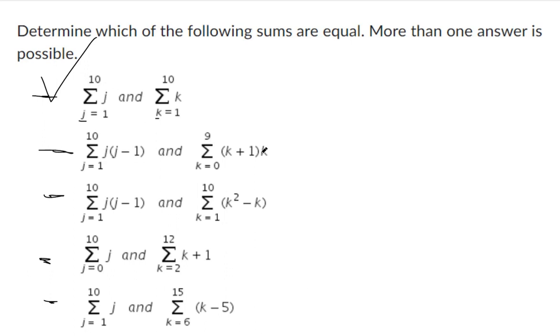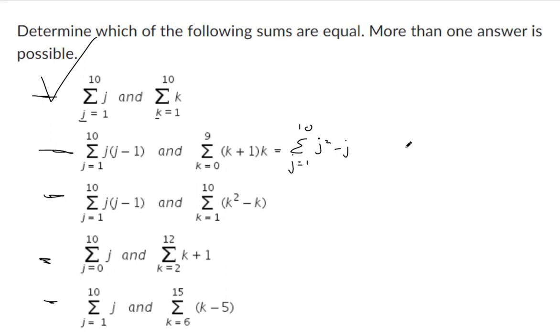This next one's not as easy though. The real trick to these, you could figure out these summations, but that'd take a while. It's better to do them by trying to rearrange them and rewrite them. So I'm going to distribute that j just to look at this. This is sum from j equals 1 to 10, and this is j squared minus j.